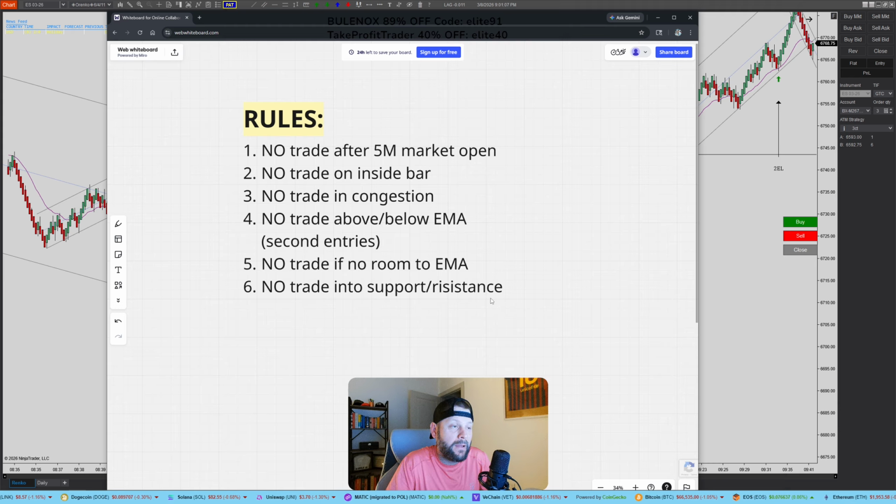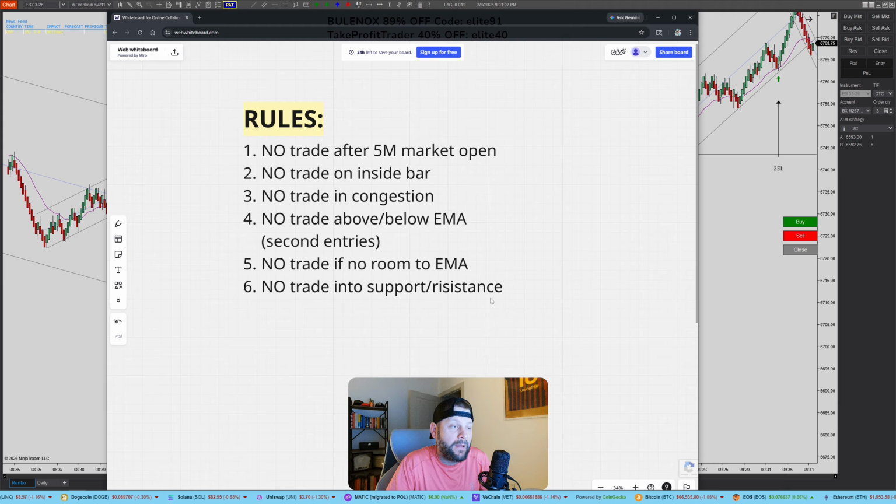Number 6, no trade into support resistance. And I can't spell resistance. So it's, again, pretty self-explanatory. You have to pay attention if there's recent support or resistance. If there's not enough room to that support or resistance, no trade.